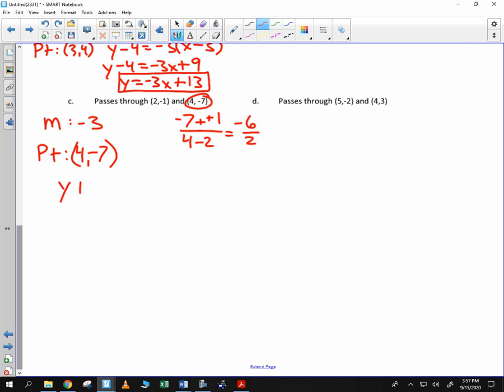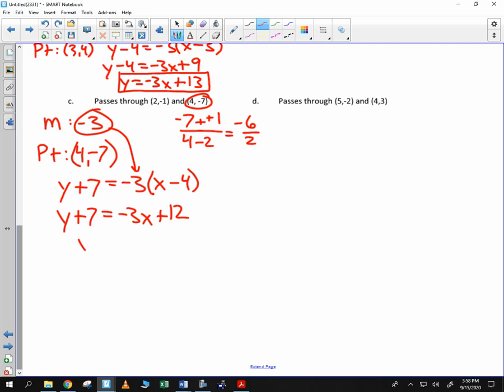Once I have negative 3, I can write my equation for my line. Y plus 7 equals negative 3 times x minus 4. So I used my slope for the m, and then I plugged in 4 for x and negative 7 for y. Turn it into slope-intercept form. Subtract the 7, y is negative 3x plus 5. And there you have your form.